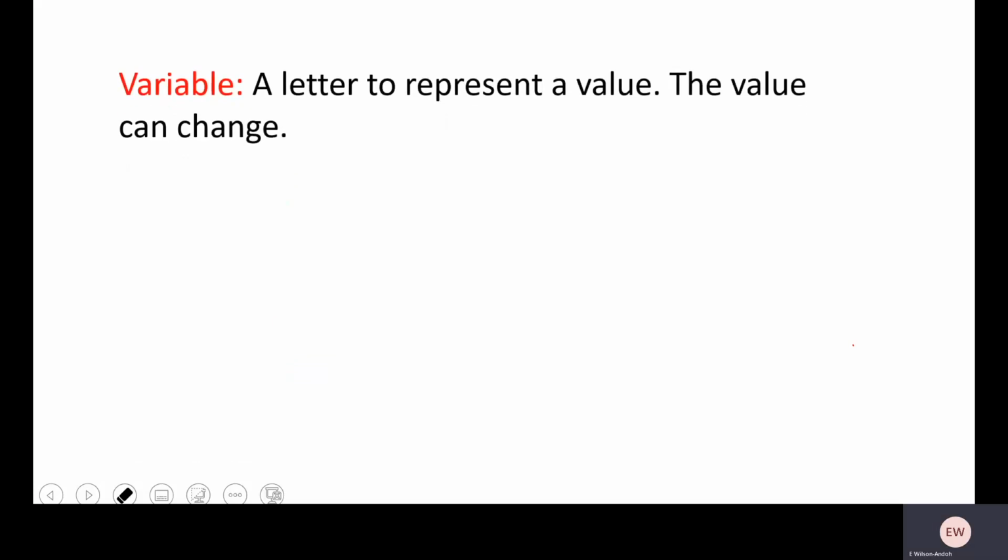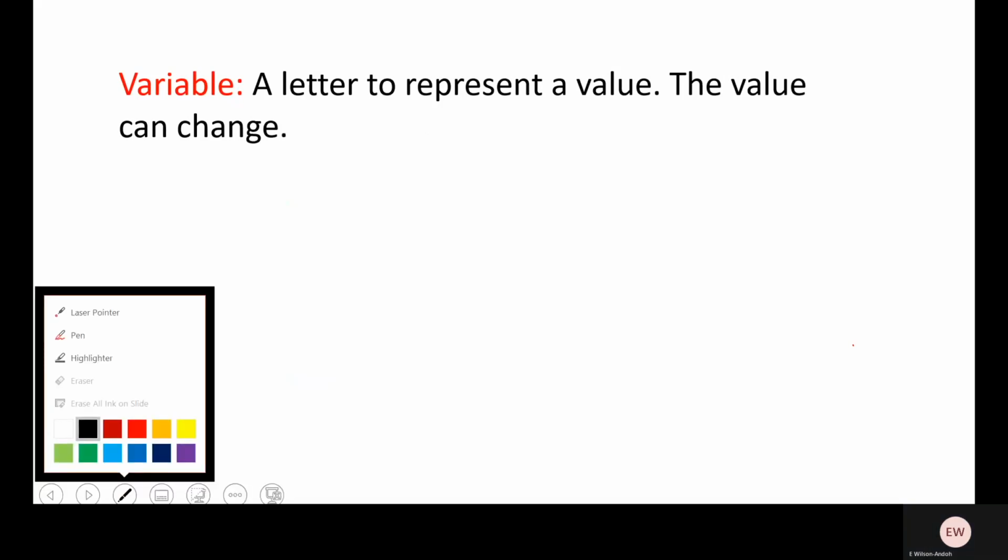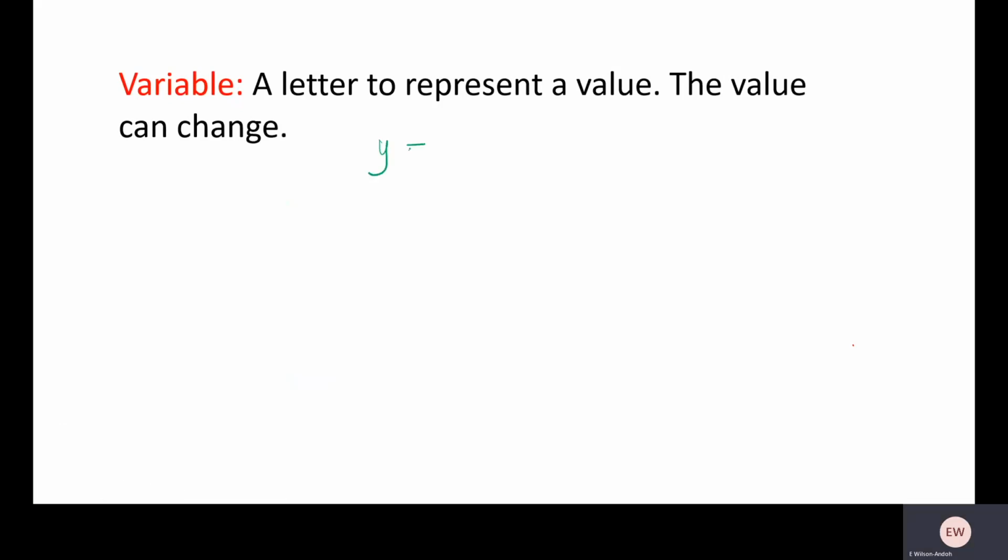A variable is a letter to represent a value. So you can choose any letter, A, B, D, F, X, Y, to represent a value. So we can choose Y to represent, let's say, 2000. We can choose X to represent the number 10. Now, it says the value can change.